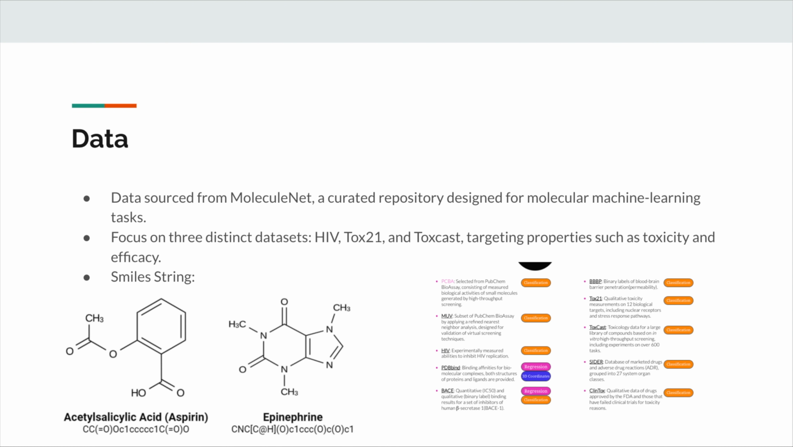The data is formatted in something called a SMILES string. As you can see here, the 3D structure of a molecule is represented as symbols at the bottom.